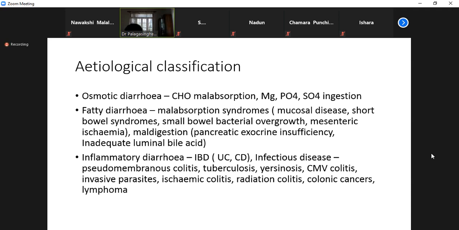You might see patients presenting with chronic diarrhea. Then patients with ischemic colitis, radiation, colonic cancers and lymphomas have inflammatory diarrheas, where there is some inflammation or inflammatory cell infiltrate into the bowel wall.